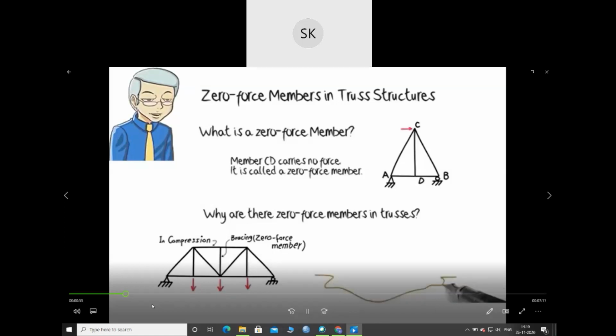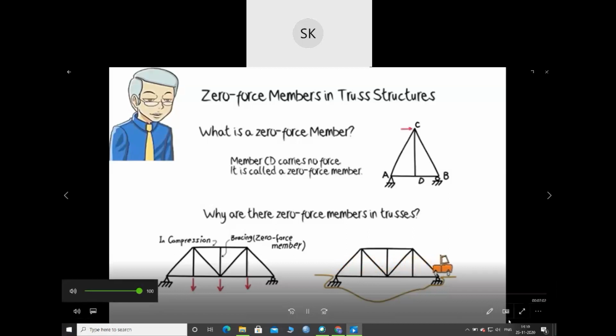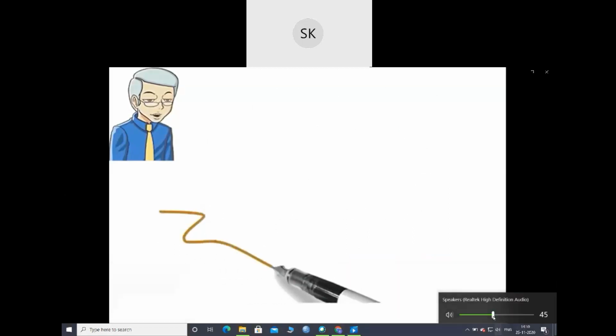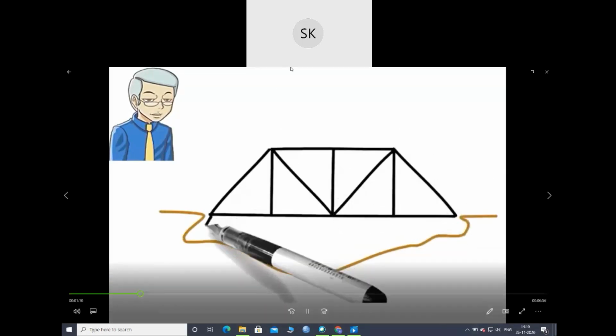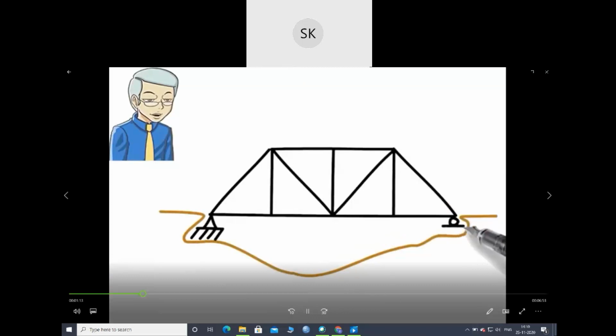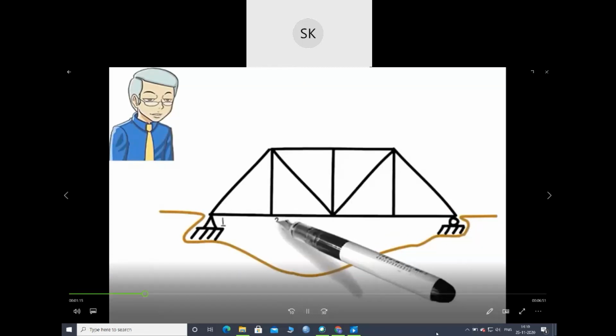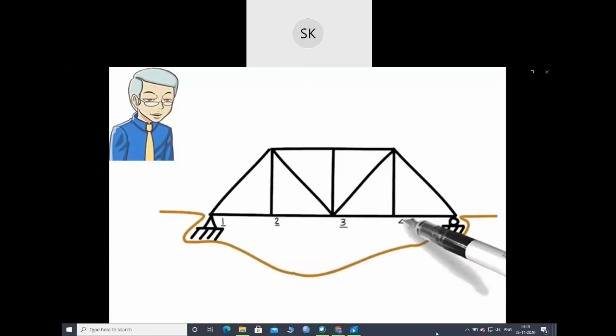Two, a force having a magnitude of 0 could develop in a member at some point in time when the structure is subjected to a time-variant load. Let's examine this scenario in more detail. Bridge structures are generally designed to withstand the load of moving vehicles, where the load position changes as a vehicle moves across the bridge. Suppose we have a truss bridge consisting of 5 joints along its bottom chord.